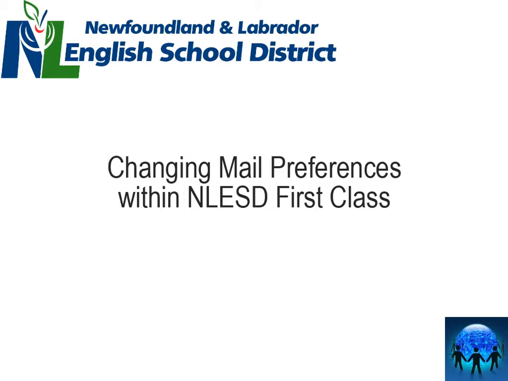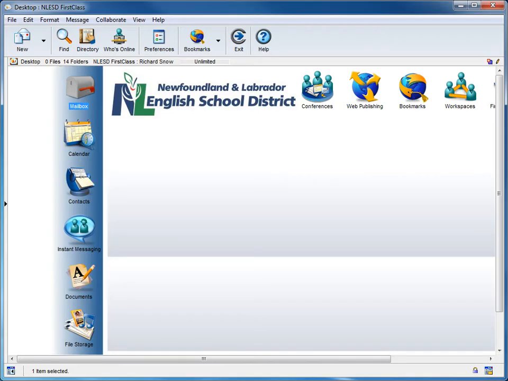Good day, everyone. In this video, we are going to learn how to change our mail preferences within NLESD First Class. Before we begin to change some of the mail preferences, we are going to look at a dual or a split view of our desktop. To do that, we need to change how this window looks. We are going to grab the left side of the desktop window and move it towards the right and look at the things that are revealed there when we do that.